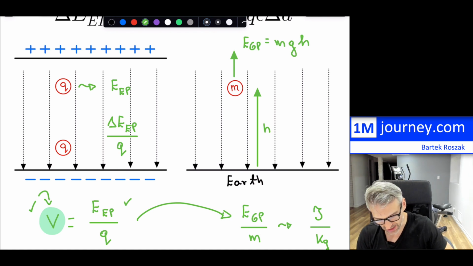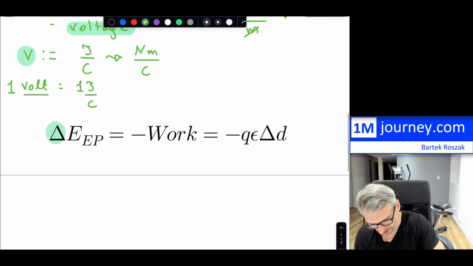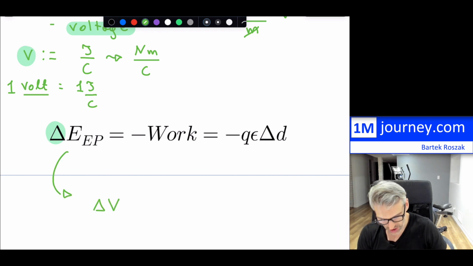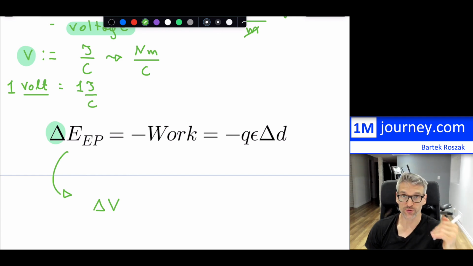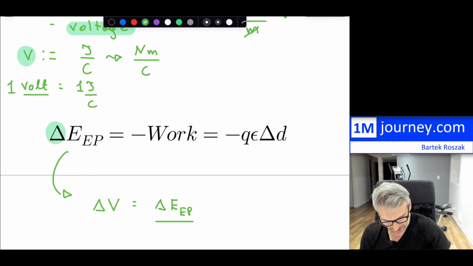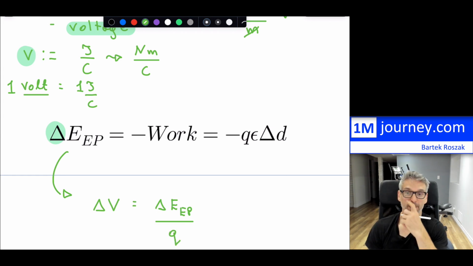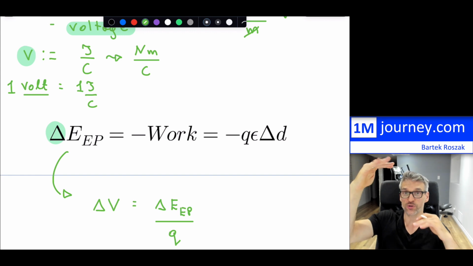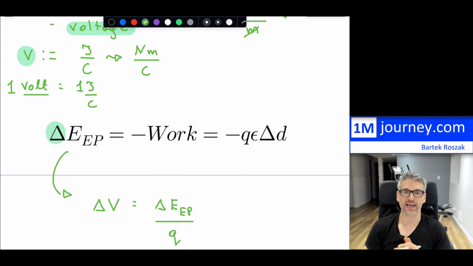So if we wanted to, we can define the change in voltage. And that change in voltage is nothing else but the change in the electric potential energy divided by the charge. So that would be between one point and another. So now you know what the difference is between one point and another.